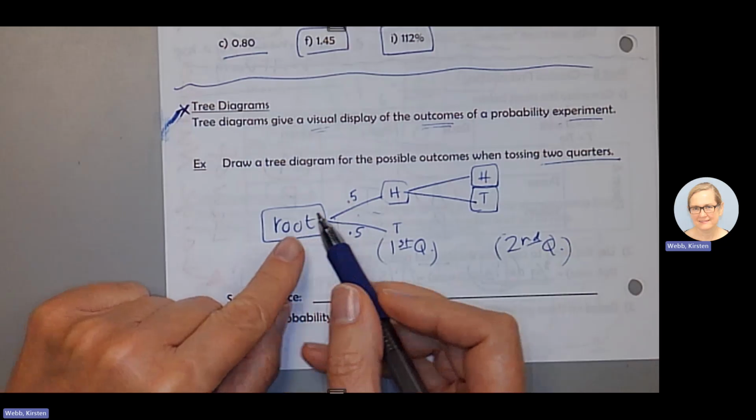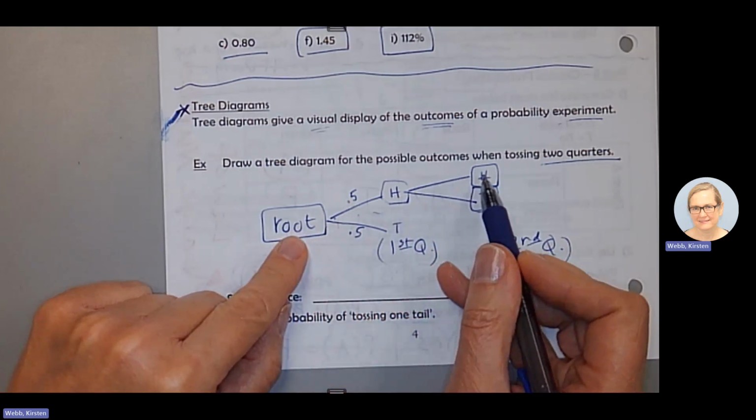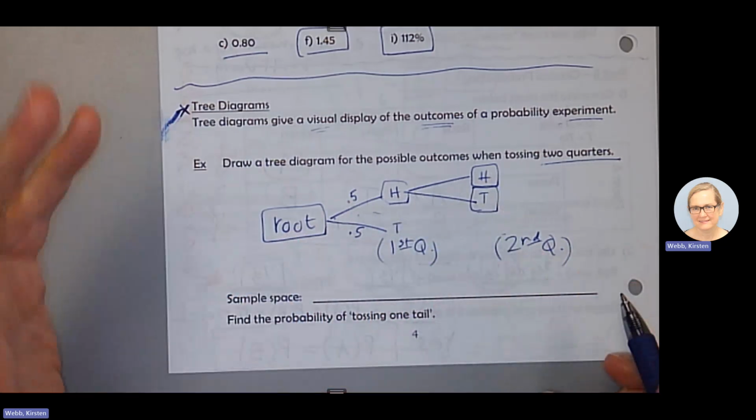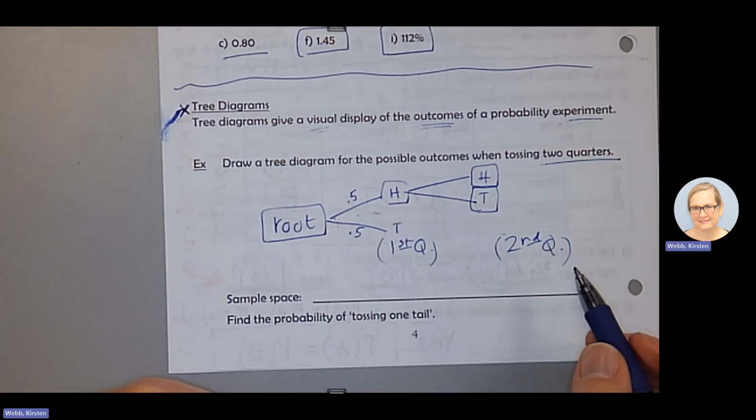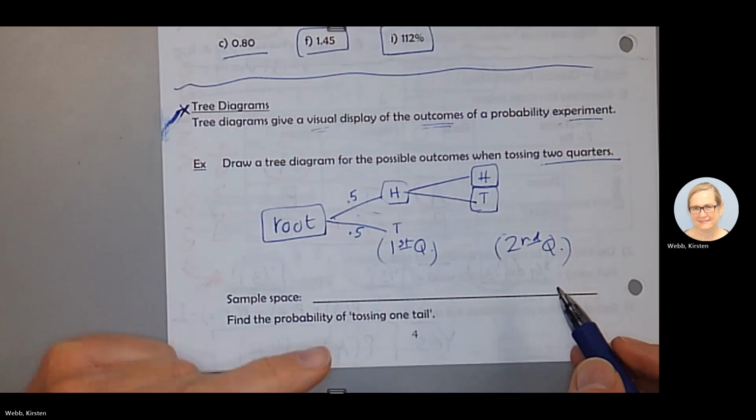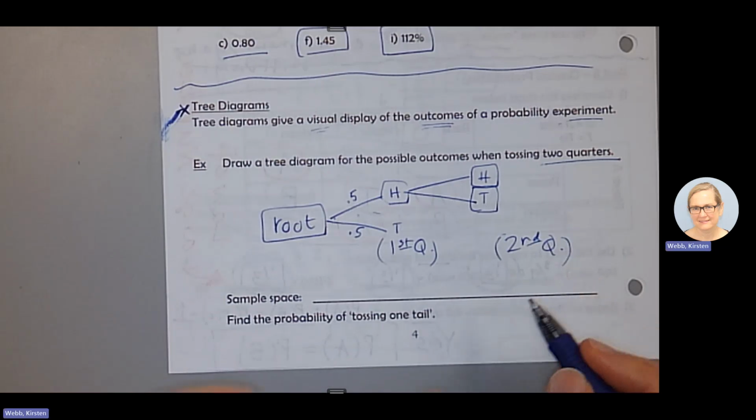If someone were to go back to the root and follow all the different paths through the branches, we'd end up finding all the possible combinations. Well, we'll come back to that idea in just a second.